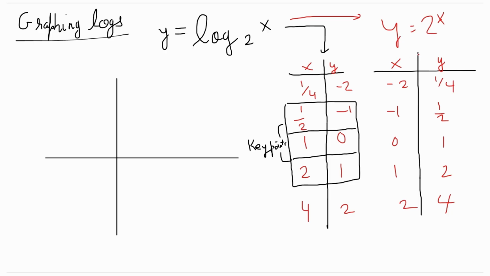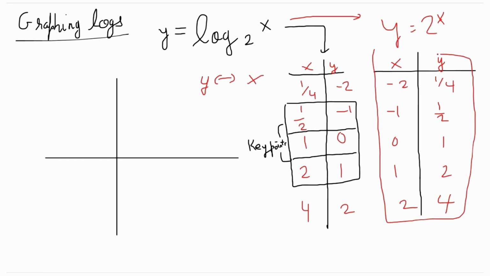And go back to lesson 1. What does inverse mean? It just means you're flipping the y and x. So for this table of values, whatever the x and y is, you just flip them. So negative 2 and 1/4 becomes 1/4 and negative 2. Negative 1 and 1/2 becomes 1/2 and negative 1.